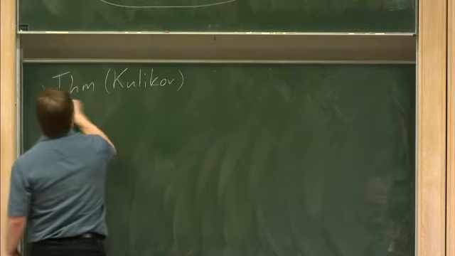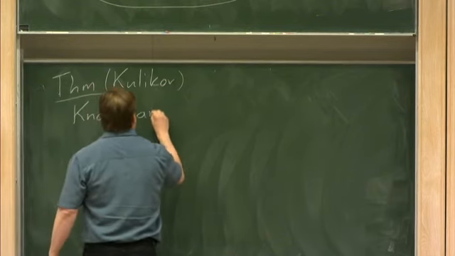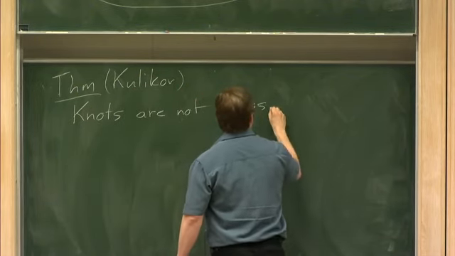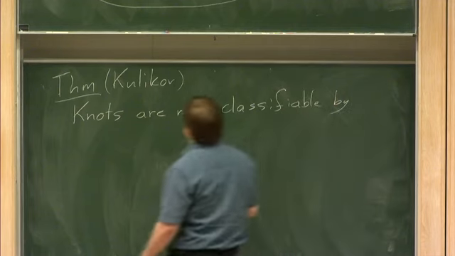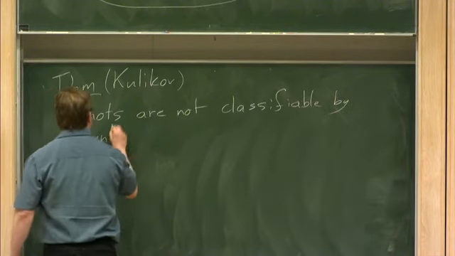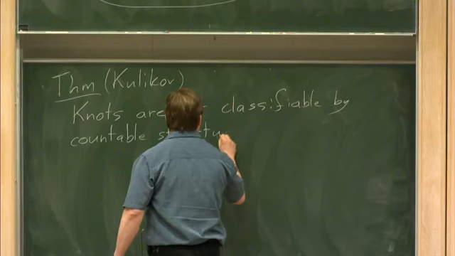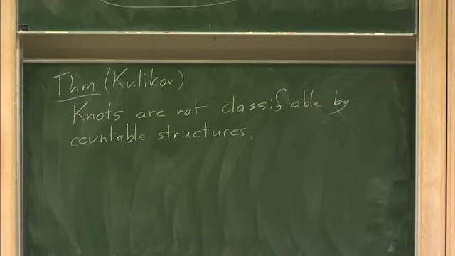So knots are not classifiable by countable structures. Vadim already showed that if you allow these kind of wild knots around, then yes, this is an incredibly horrible thing to deal with.